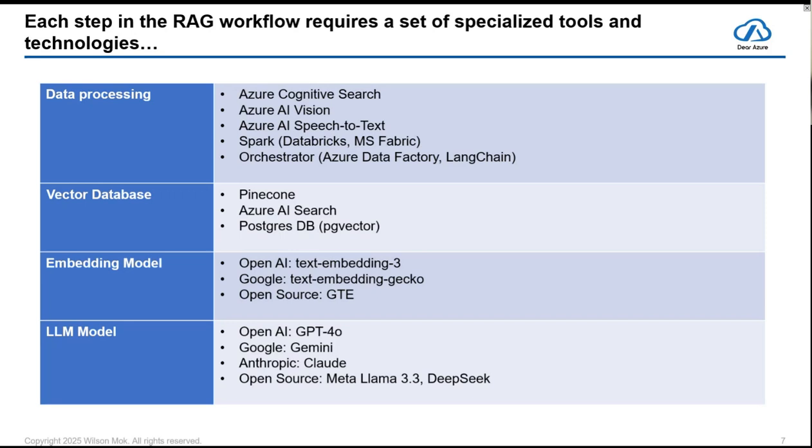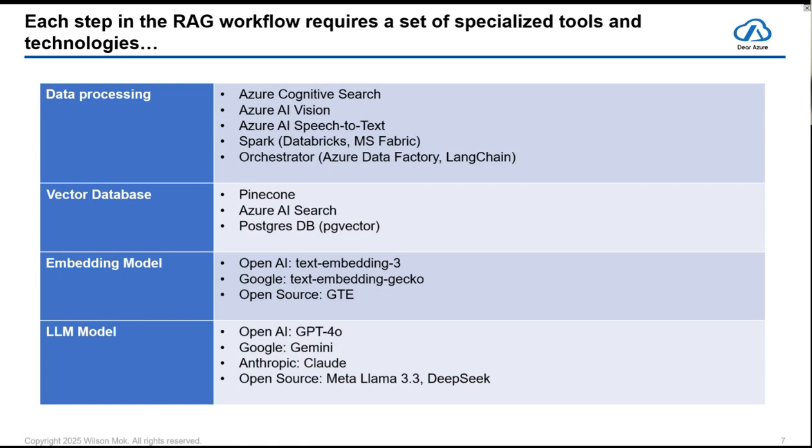For vector database, we have Pinecone, Azure AI Search, or even the Postgres database with the PG Vector library installed there. So a lot of options in vector database as well. Now onto the embedding models, we're going to cover them more quickly, the embedding model and the LLM models there. So OpenAI, Google, and there's a number of open source embedding models available.